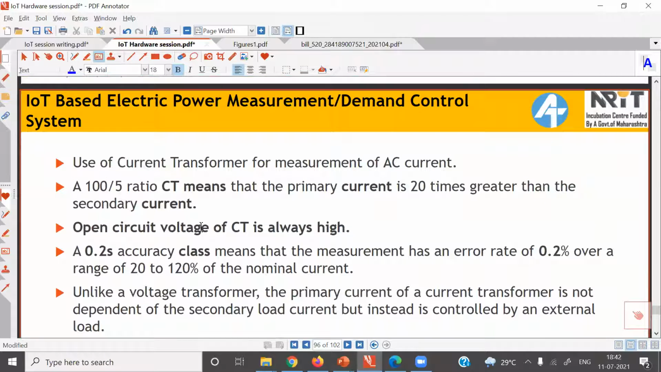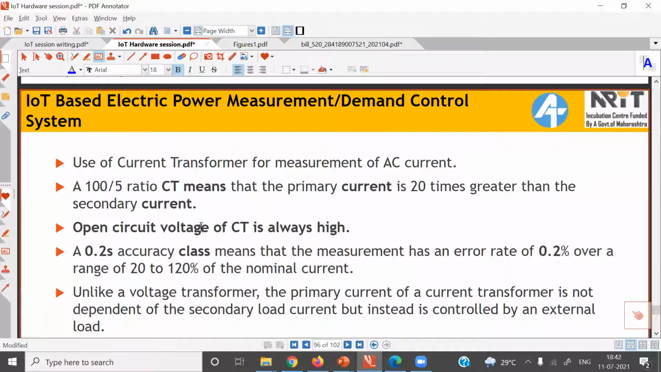CT I have already demonstrated through one video. CT stands for current transformer. A current transformer can measure only AC current. It cannot measure DC current because it works on Faraday's law of induction, which is applicable for a time varying magnetic field. It is not applicable for a DC magnetic field. So CTs are useful for measurement of only AC current. To measure current, we can also make use of a Hall effect sensor. A Hall effect sensor can be used for measurement of both AC as well as DC current.